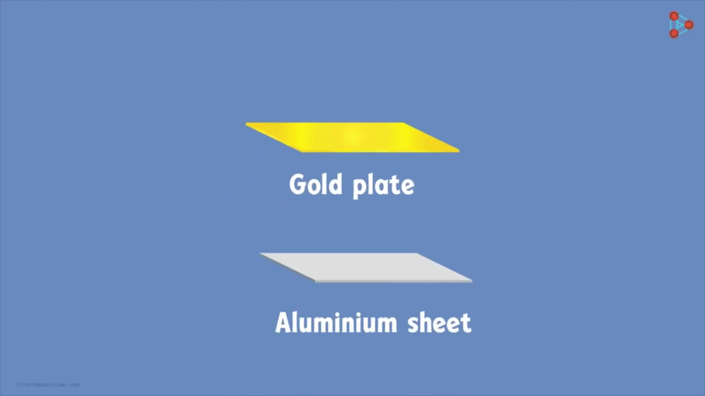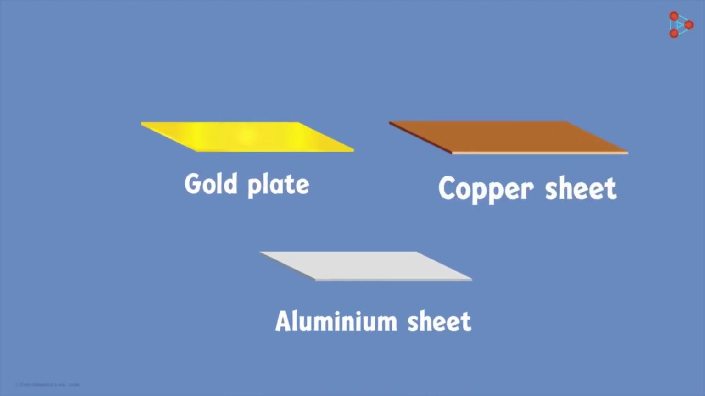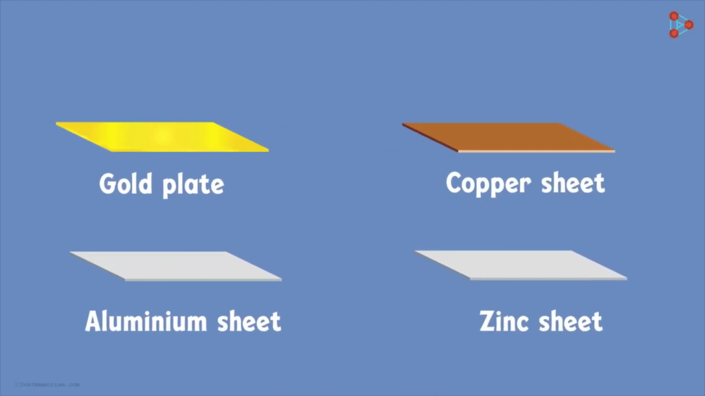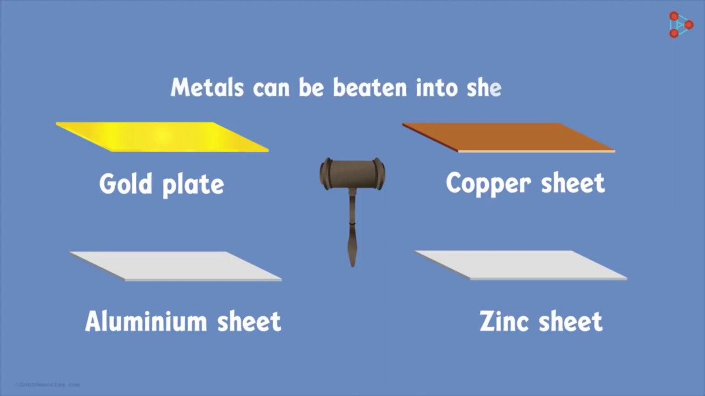How do you think huge aluminium sheets are made? Or sheets of copper or zinc? If I take a hammer and beat them, will they break or will they turn into sheets? It is the amazing property of metals to be beaten into sheets. And we call this property of metals as malleability of metals. Most metals can be beaten into thin sheets.